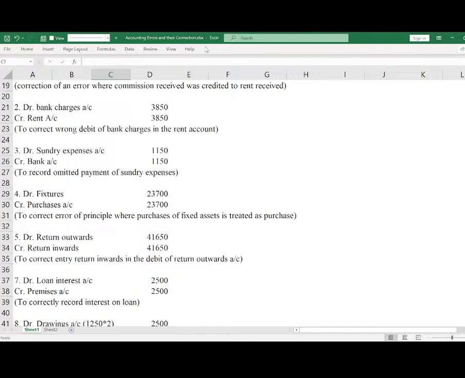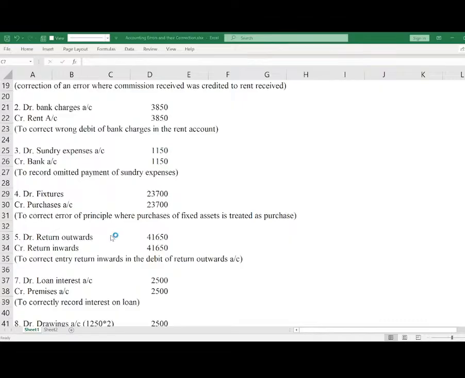We go to number 5. And remember we said that the error of principle is when we enter a transaction in the wrong class of account but still observe the double entry. So we are putting the fixtures in the wrong class of account, the purchase account. So that's why we are debiting and crediting the wrong account.